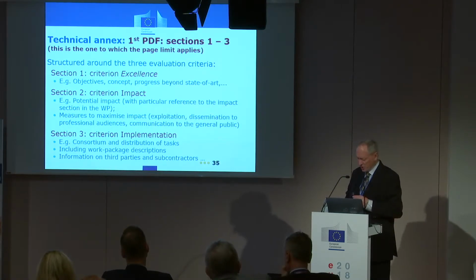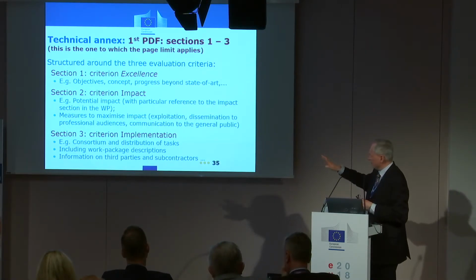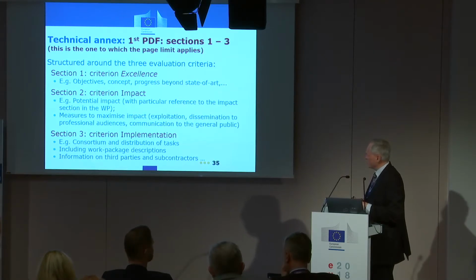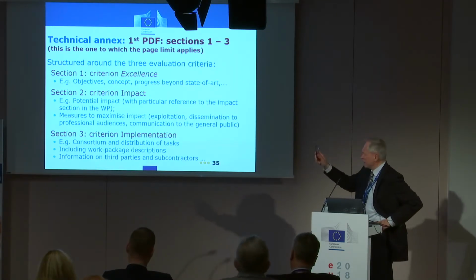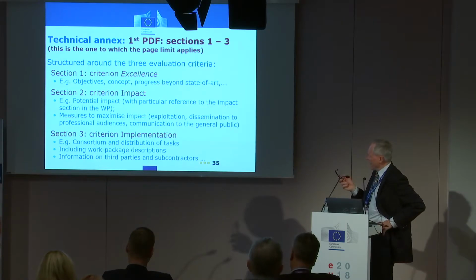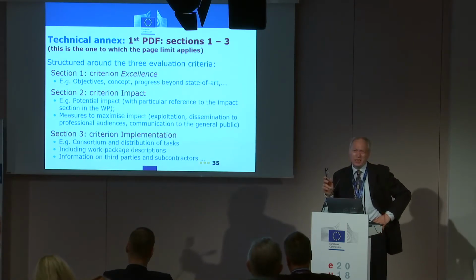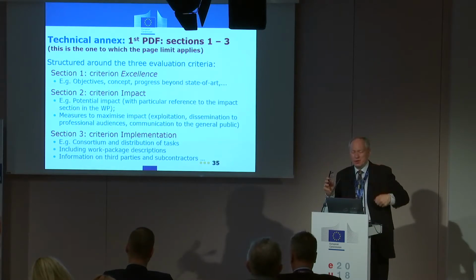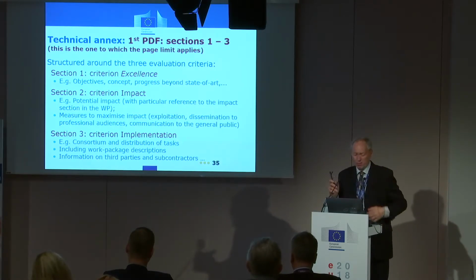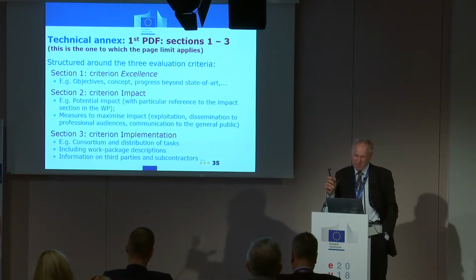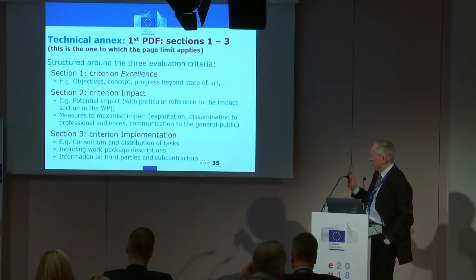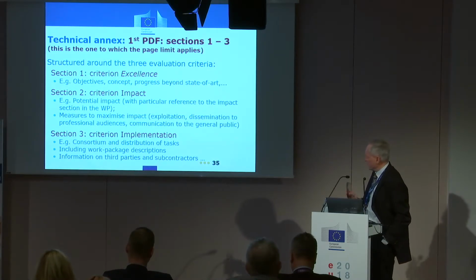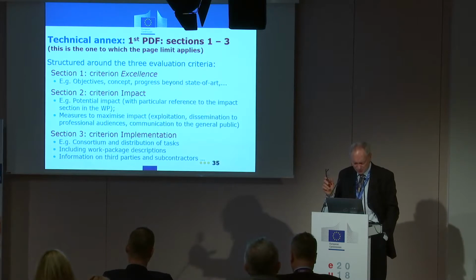That's it. So the first part is built around the three evaluation criteria: excellence, impact, and implementation. Excellence refers to the topic description, as I already said. Impact refers to a section in the work program under each topic called expected impacts, where we tell you what we expect from the proposal to achieve, plus exploitation, dissemination, and communication.